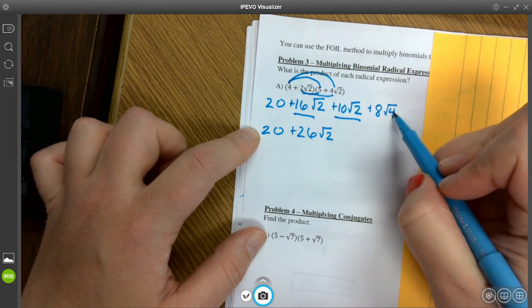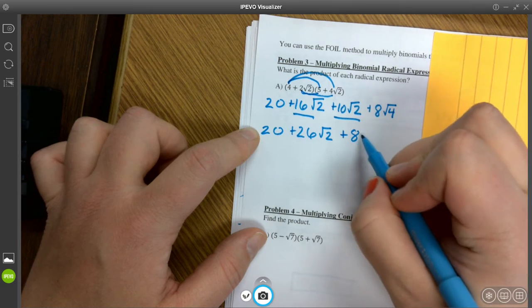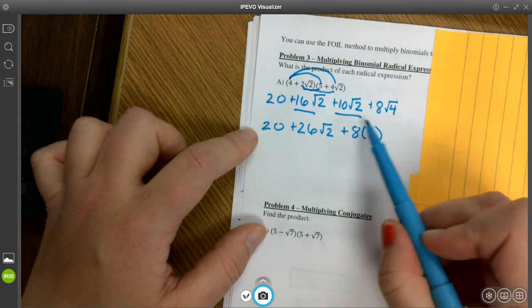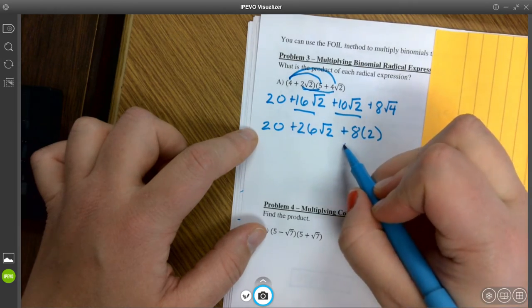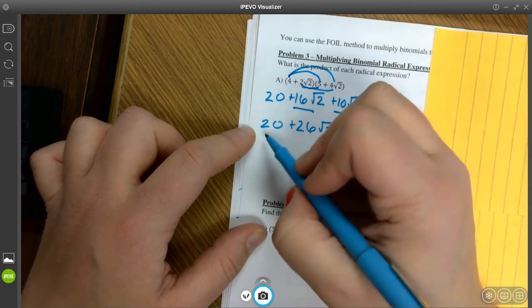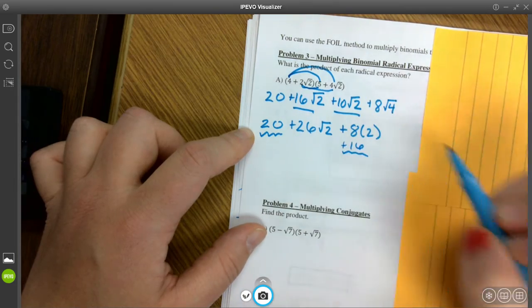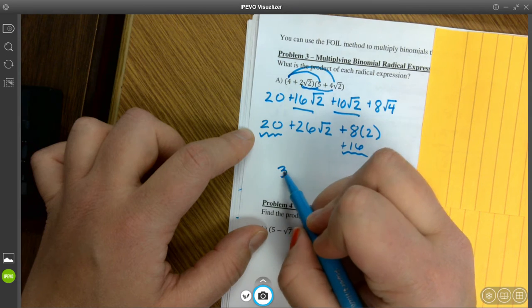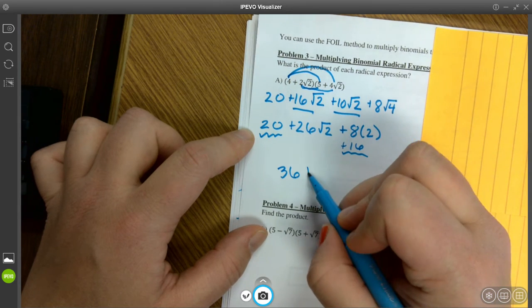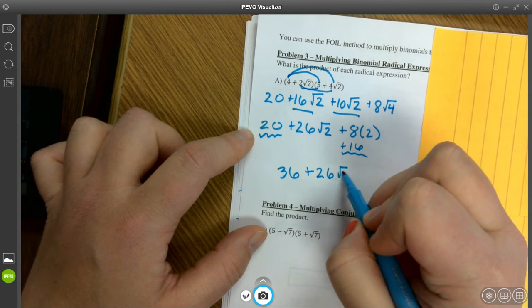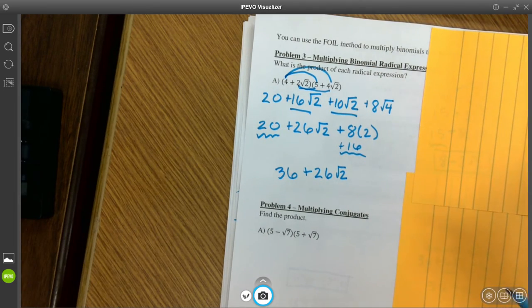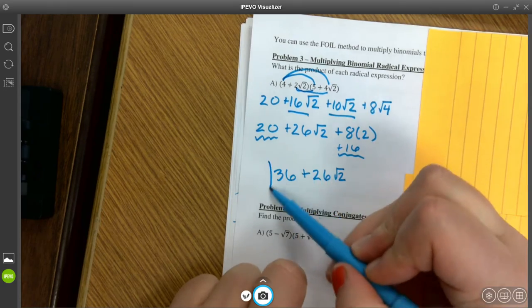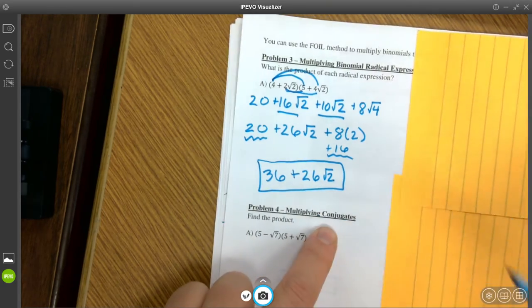And then I can rewrite the square root of 4. So this would be like 8 times 2. Now I can simplify this. 8 times 2 is 16, so this would be a plus 16 instead. So now I can combine these two together. 20 plus 16 would give me a 36. And I still have my 26 square root 2. Now when you're writing this, you should have your whole number first, and then if you have any radical or root numbers. So that is my final answer.